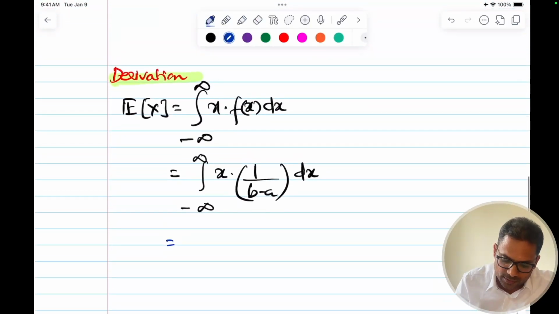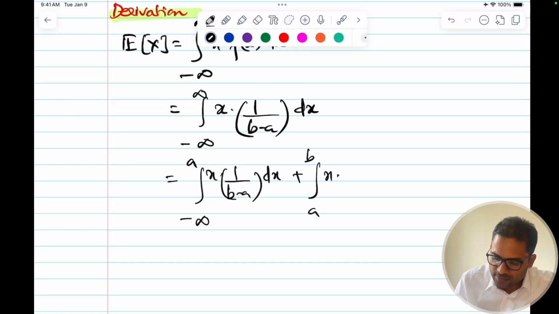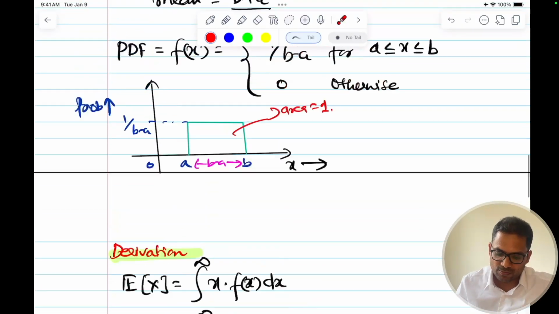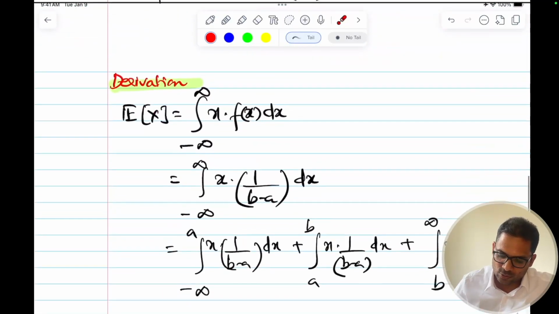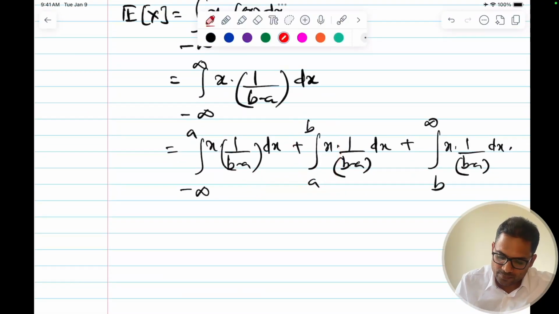So let's break it down into three parts. One is, sorry, remove this, minus infinity to a of x into 1 by b minus a dx, plus a to b of x into 1 by b minus a dx, plus b to infinity of x into 1 by b minus a dx. We know that our function is defined only for this range, that is a to b. For the remaining, it is 0 otherwise. So this will become 0. This is 0. This is 0. So only this remains.